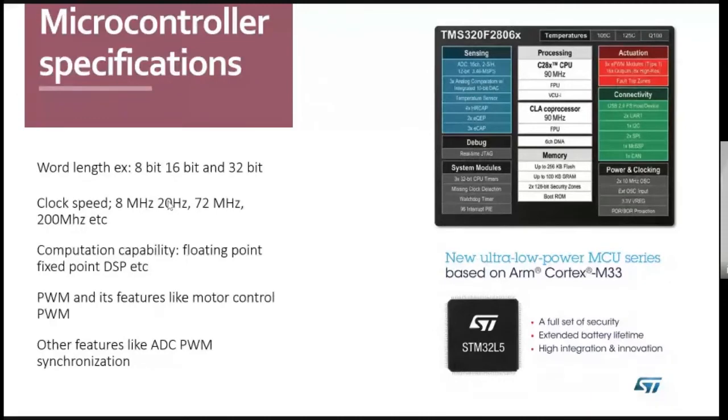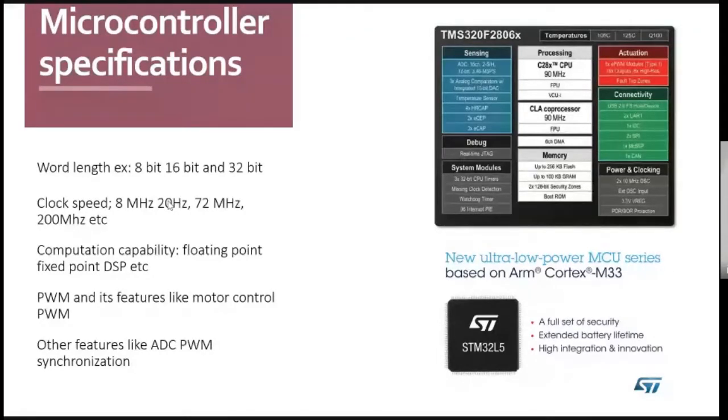And when we choose a microcontroller, there will be a lot of PWM features. When we use a microcontroller for a motor control application, there should be enough PWM channels with enough features, like 6-channel PWM with center aligned and different alignment features. There are a lot of PWM features available in microcontrollers.